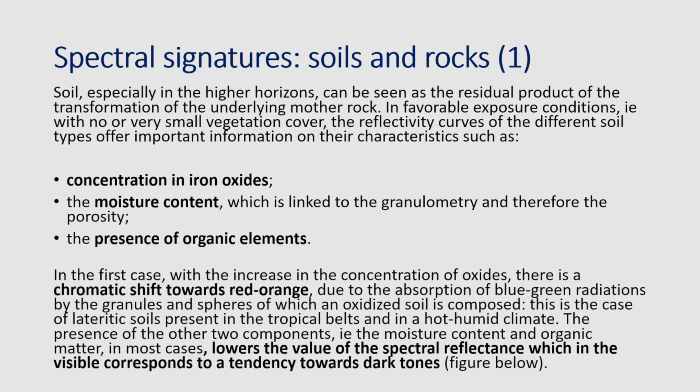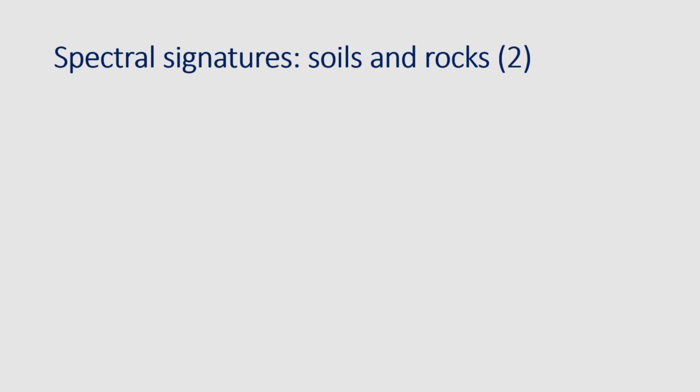In the first case, with the increase in the concentration of oxides, there is a chromatic shift towards red-orange, due to the absorption of blue-green radiations by the granules and spheres of which an oxidized soil is composed. This is the case of lateritic soils present in the tropical belts and in a hot humid climate. The presence of the other two components, i.e. the moisture content and organic matter, in most cases, lowers the value of the spectral reflectance, which in the visible corresponds to a tendency towards dark tones, figure below.